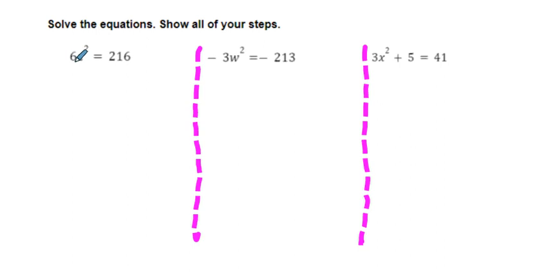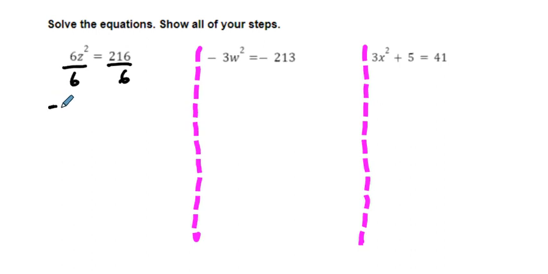The other thing you do before we take the square root is make sure that the coefficient in front of this is 1. So when you have a number in front of the variable you're solving for, in other words, a coefficient other than 1, then you need to divide to get rid of that. So we're going to go 6 and divide by 6.